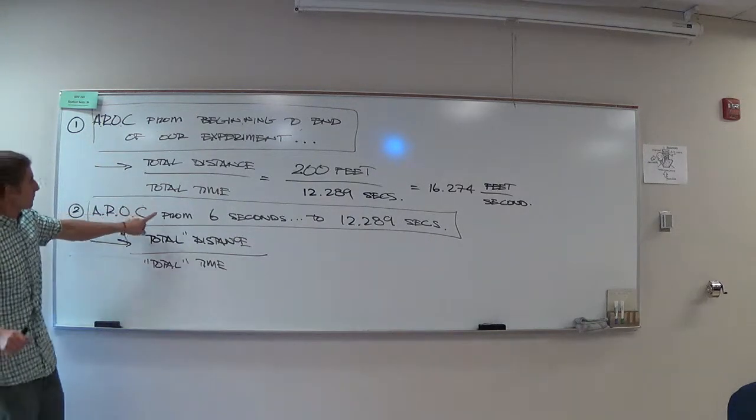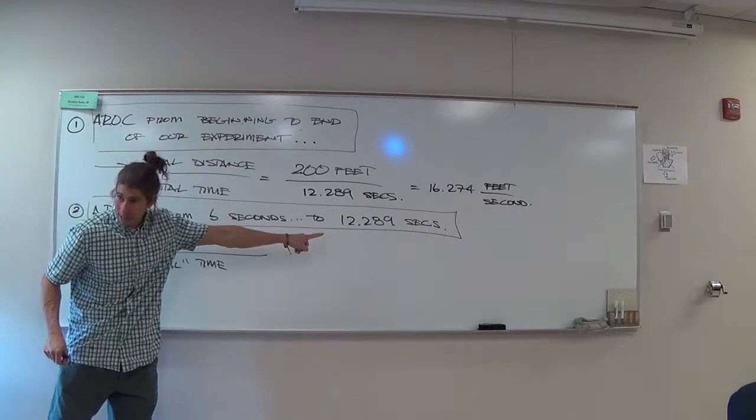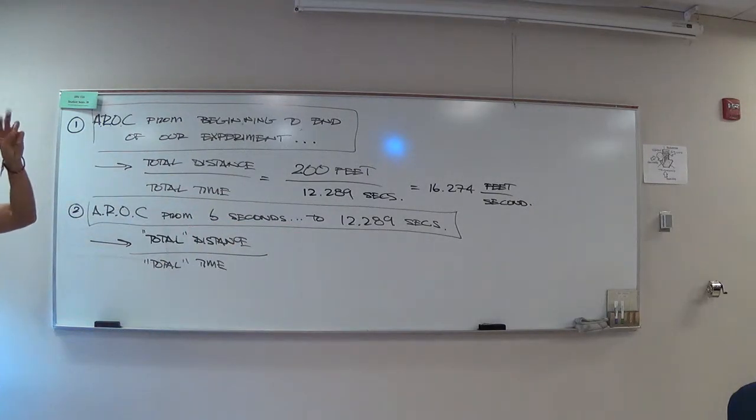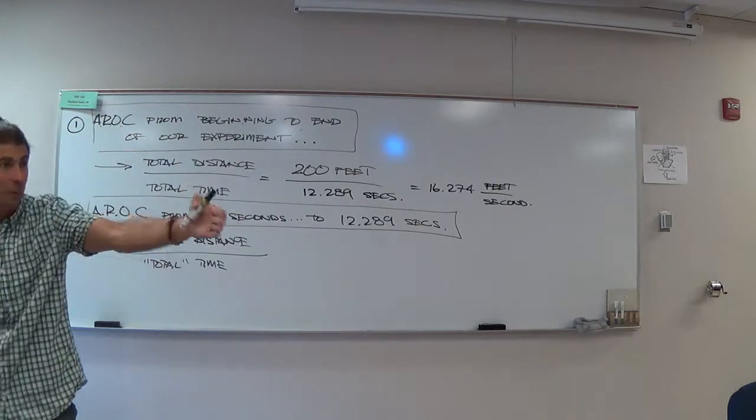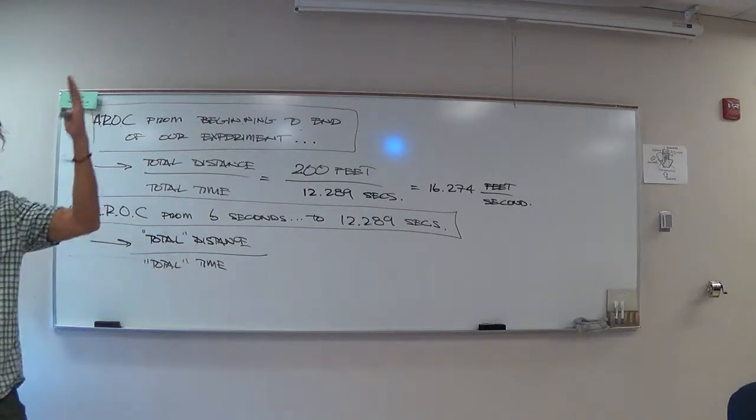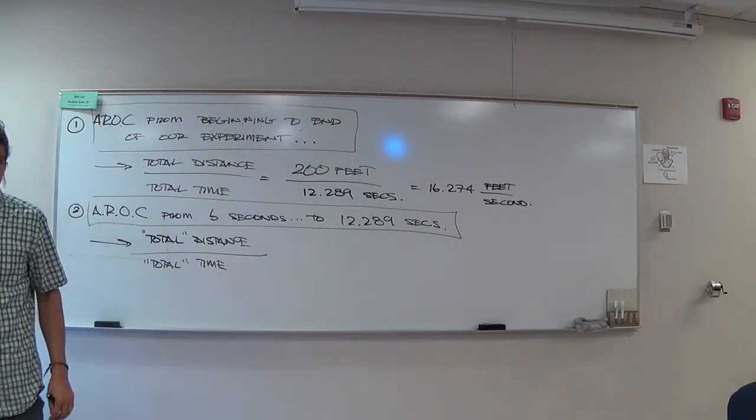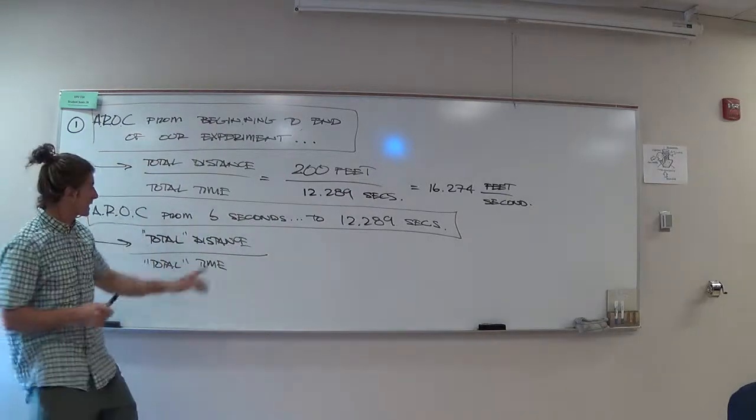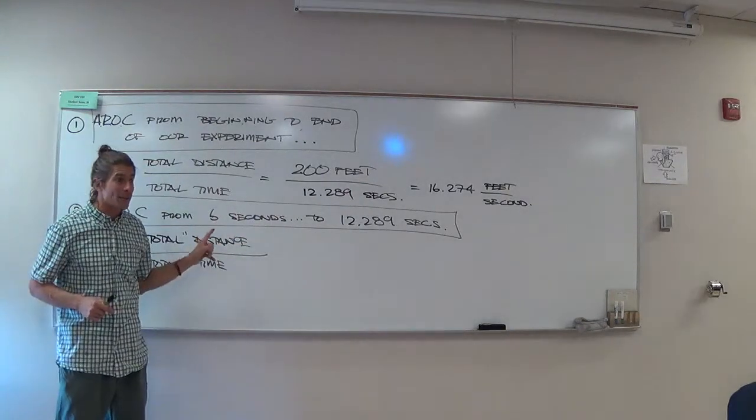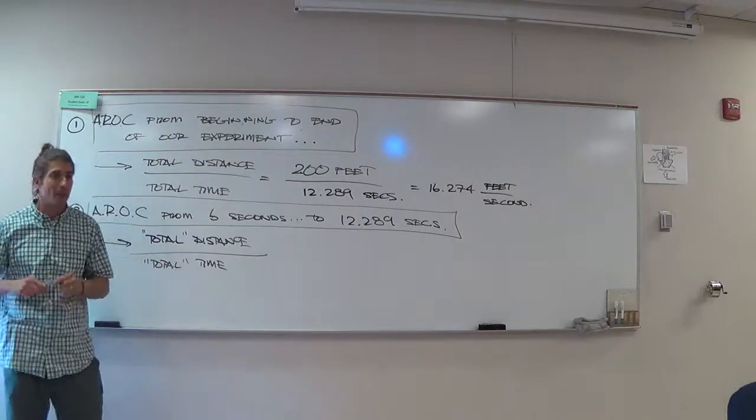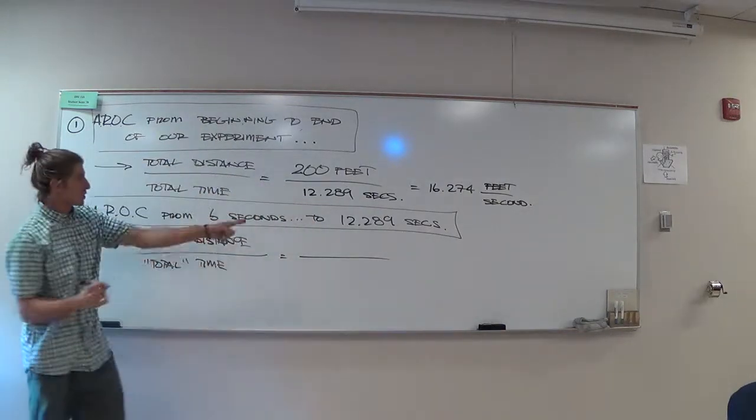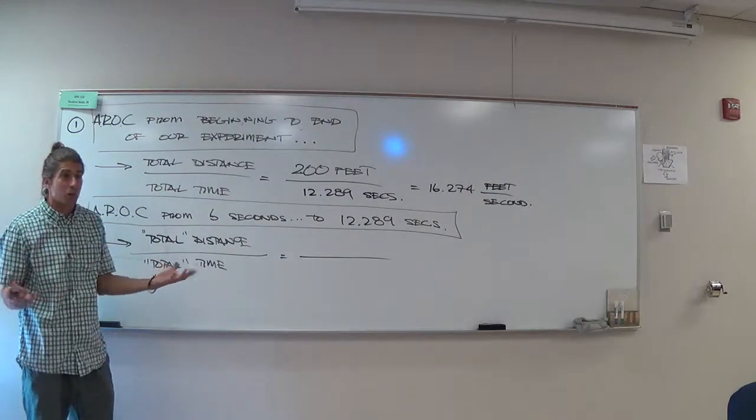But if I'm limiting down my window from 6 seconds to 12.289 seconds, the total distance covered is however much distance I covered from 6 seconds to 12.289, and however much time it took me to do that in total. So it's not the total trip distance, it's the total distance between these two time elements, and the total time between those two time elements. One of those is very easy to figure out, isn't it? From 6 seconds to 12.289 seconds is 6.289 seconds, right?